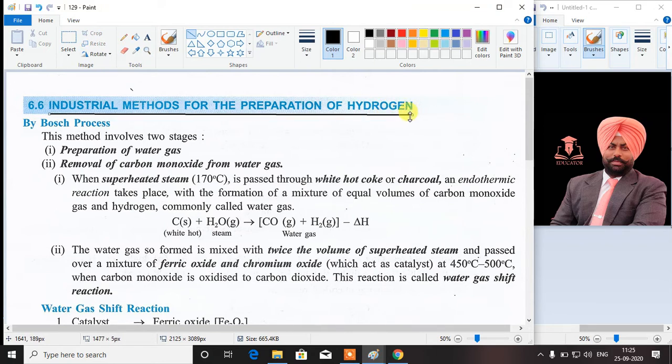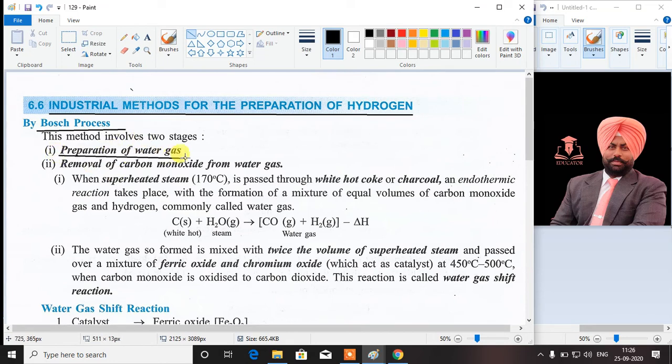As hydrogen gas can't be produced in the laboratory on a large scale, therefore we have to prepare it in industries for large-scale production. The name given to this preparation is the Bosch process. So this is the name given to the industrial method of preparation of hydrogen gas. This Bosch process involves two different steps.